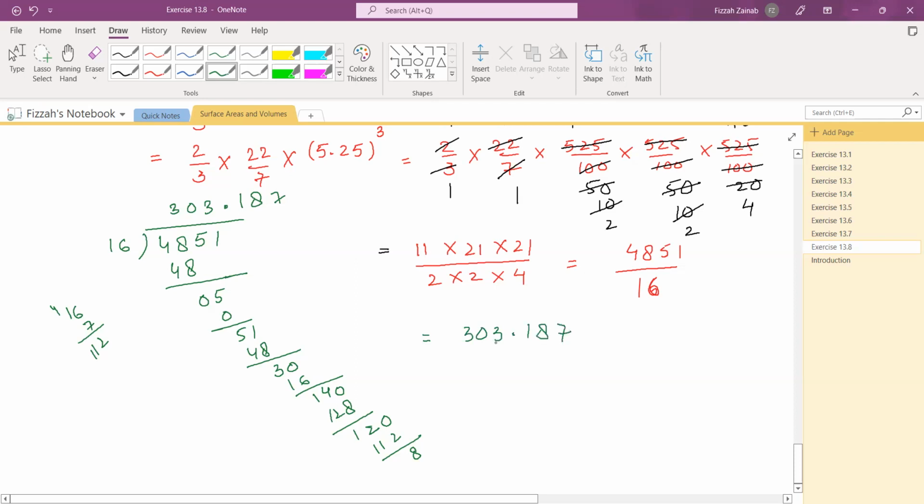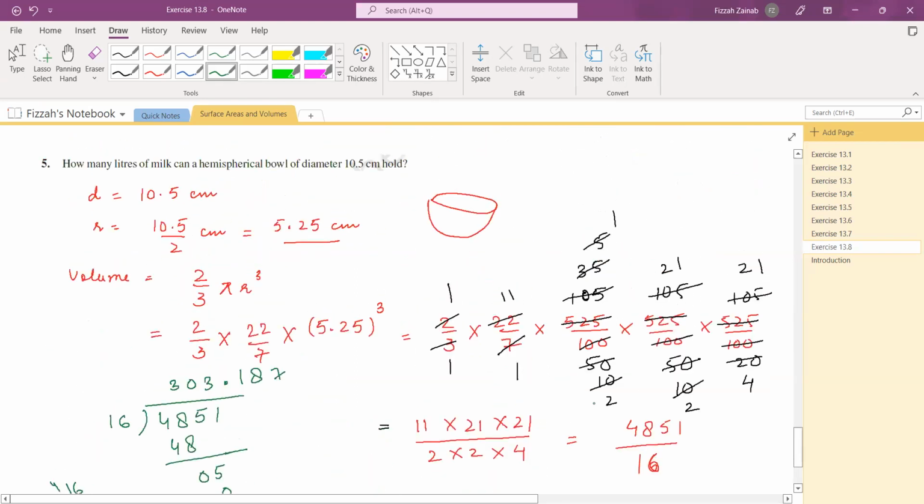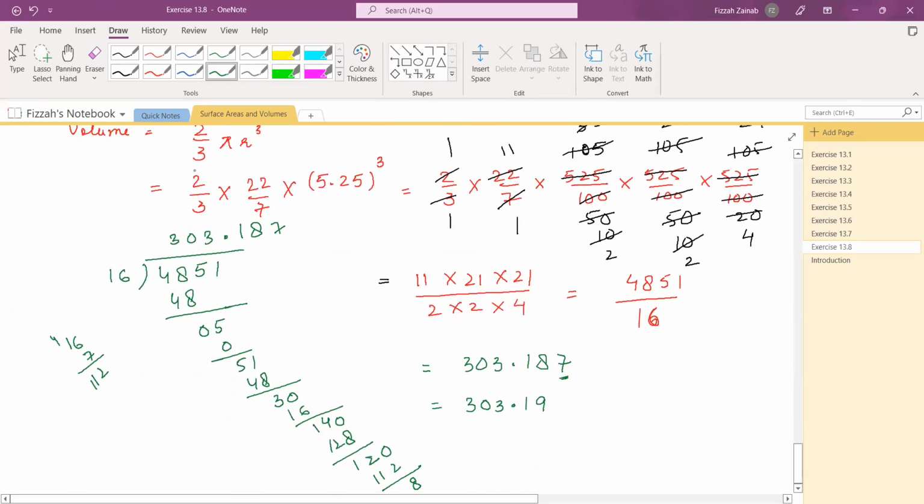303.187, and you can still round it off up to 2 places of decimal. So if you just remove this 7, this 8 will become 9. So you can write 303.19, and the unit is what? Centimeter or meter? Centimeters. So centimeter cube is the volume. This is also centimeter cube, right?